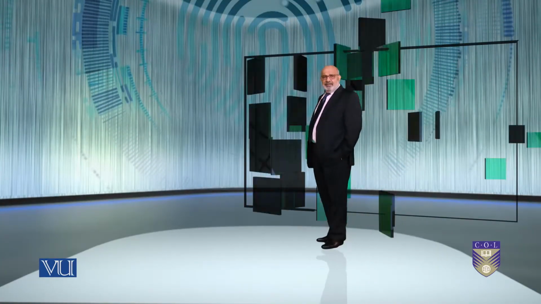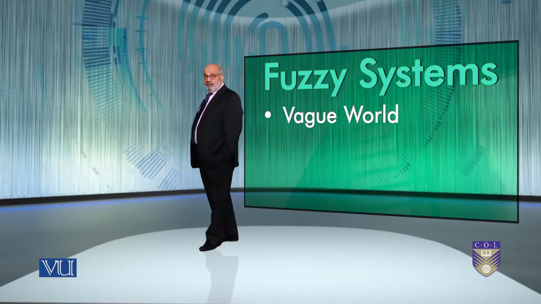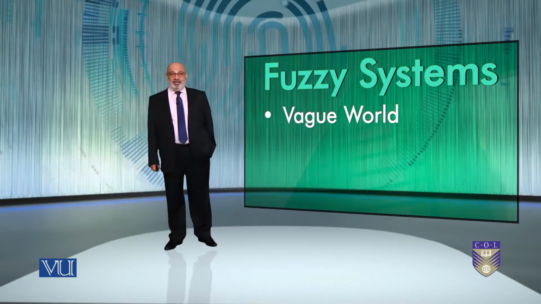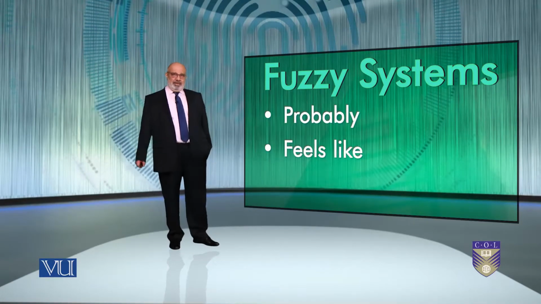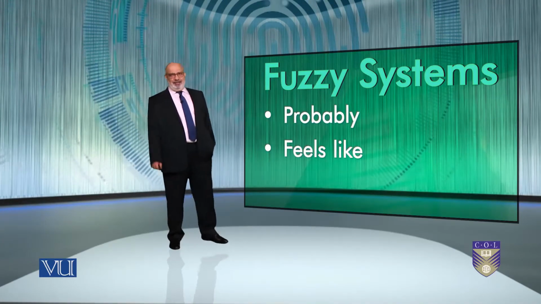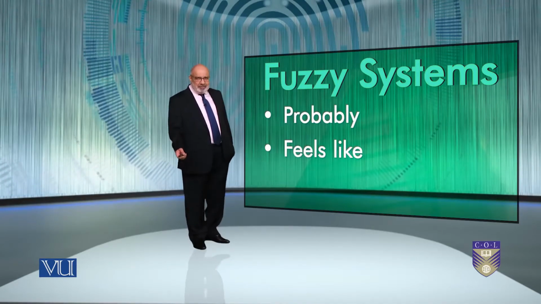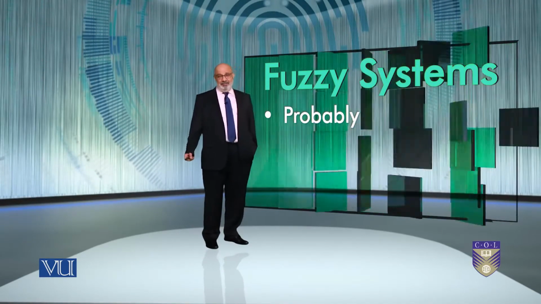So in general, we are living in a vague world, and we humans like to talk in terms of things like maybe, perhaps, probably, feels like. Each of these are fuzzy values, fuzzy things, fuzzy concepts, and they cannot be defined with 100% authority when we use these terms. As I said, you might feel cold, others may not, you might feel hot, others may not, and so forth.